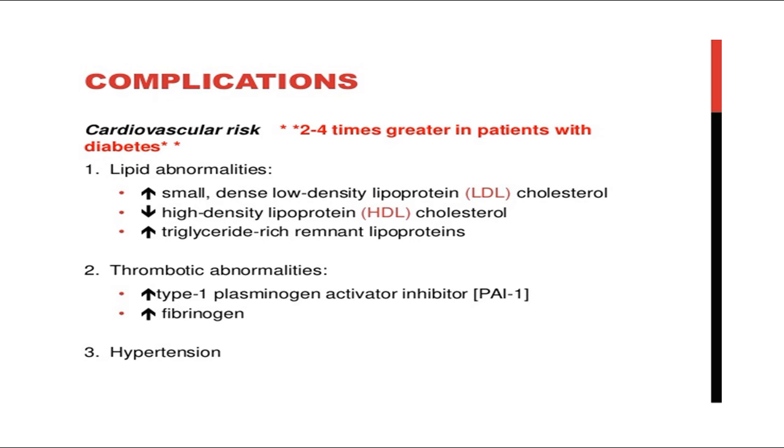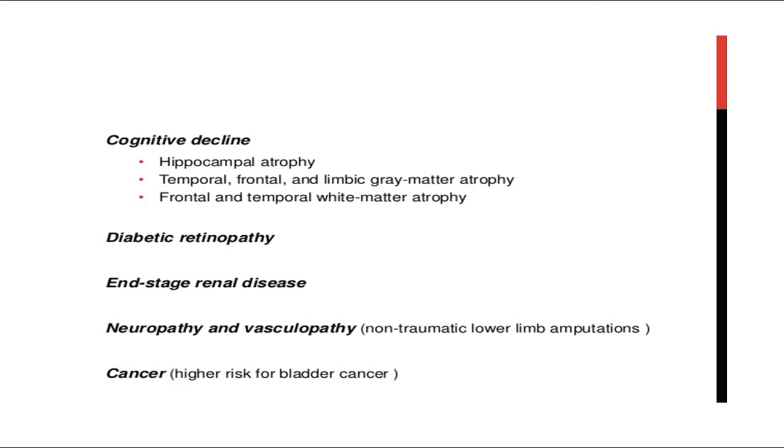Lipid abnormality: there is increased LDL, decreased HDL and triglyceride-rich remnant lipoprotein. Patients also have thrombotic abnormality, with increased fibrinogen level, so there is a chance of hypercoagulability, plus hypertension occurs in diabetes. A person with diabetes has complications in the CNS, meaning cognitive decline, so there will be hippocampal atrophy, temporal, frontal and limbic gray matter atrophy, and frontal and temporal white matter atrophy related to cognitive decline, diabetic retinopathy, end-stage renal disease, neuropathy and vasculopathy, and some increase in cancer risk.